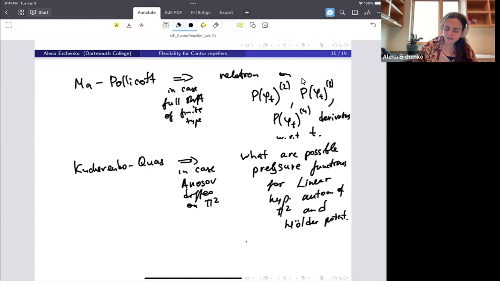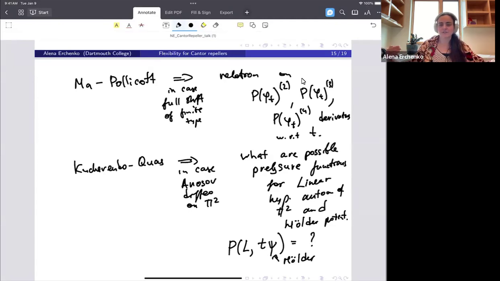What I mean is, it doesn't have to look at the geometric one. So they can fix the dynamics I'm looking at and just take any, let me call it psi, any Hölder function. So my t psi, look at the Hölder and look at what the pressure is as a function of t.